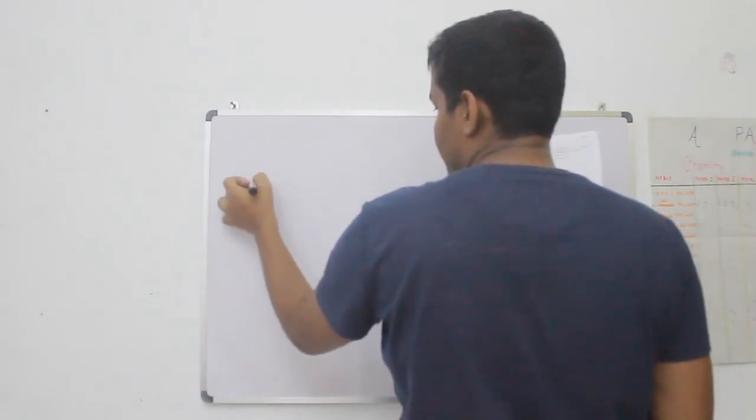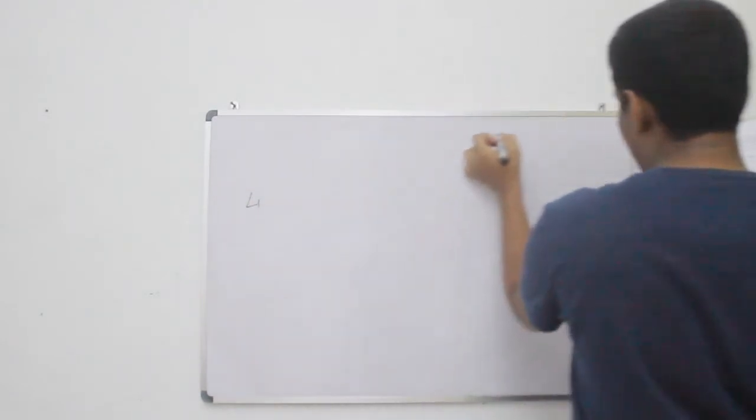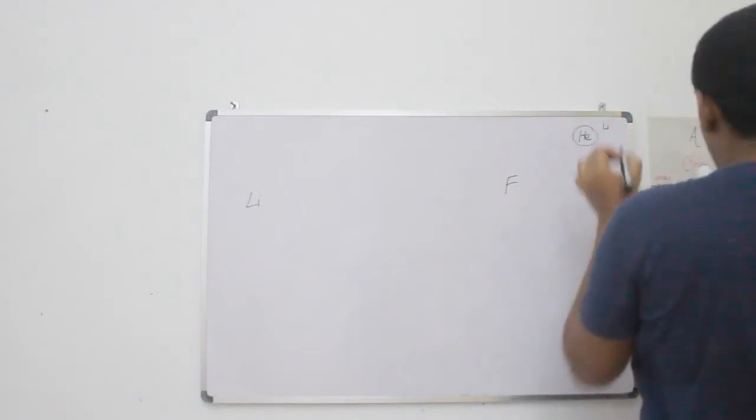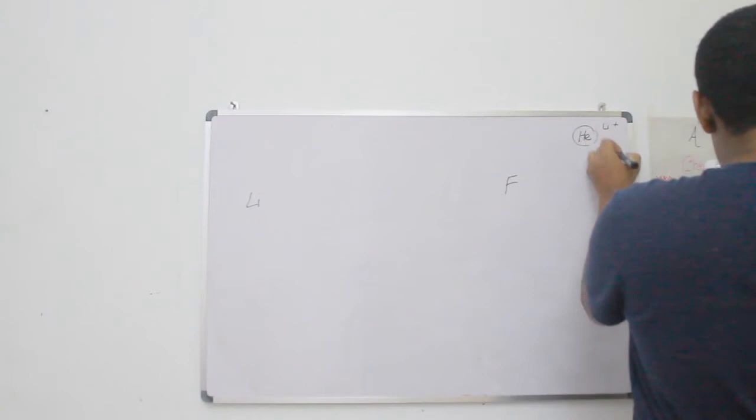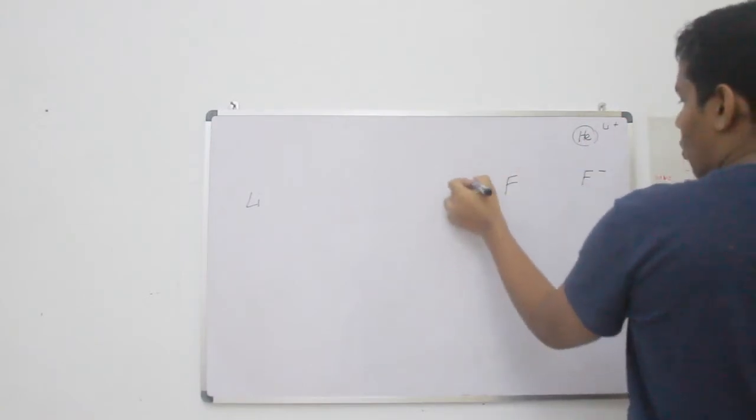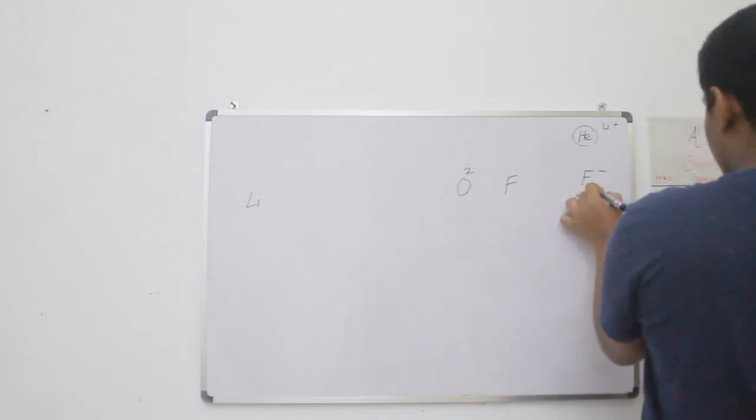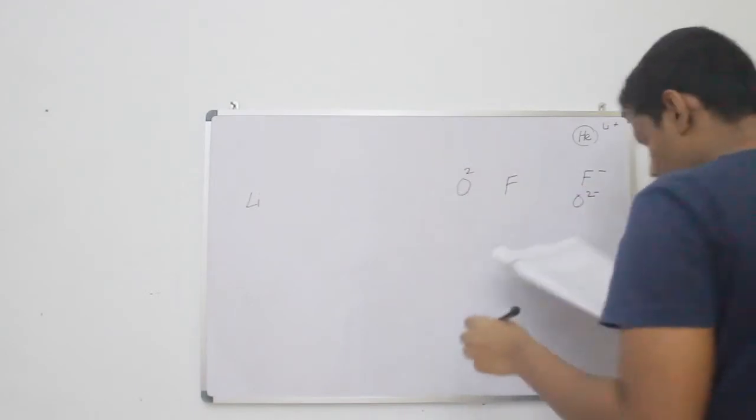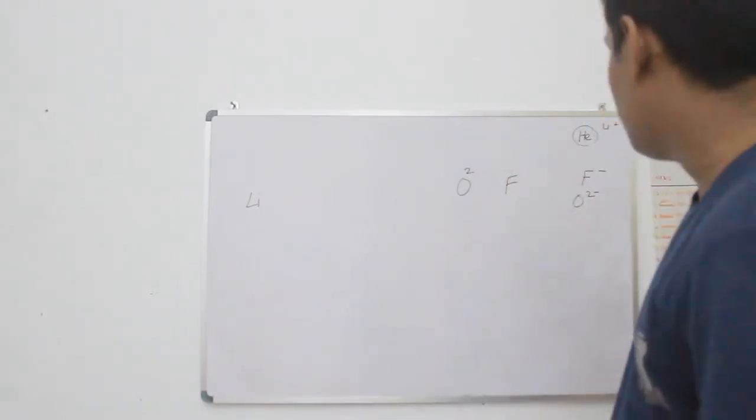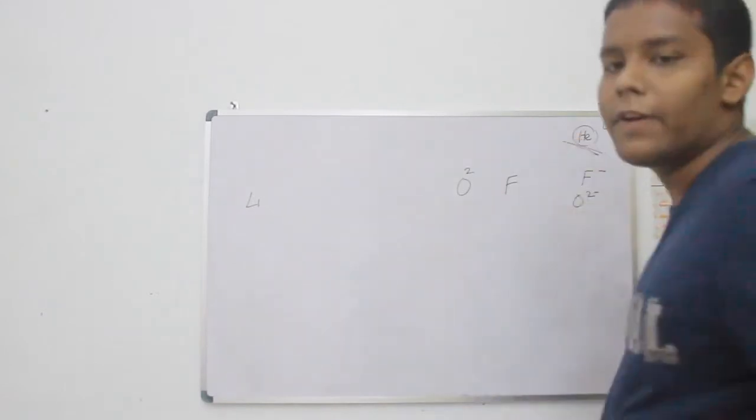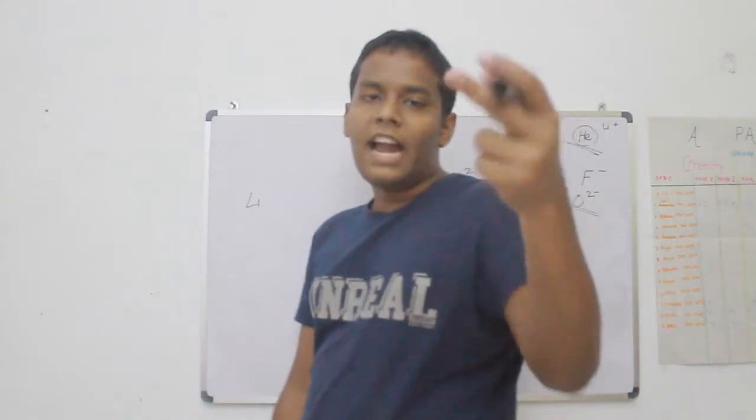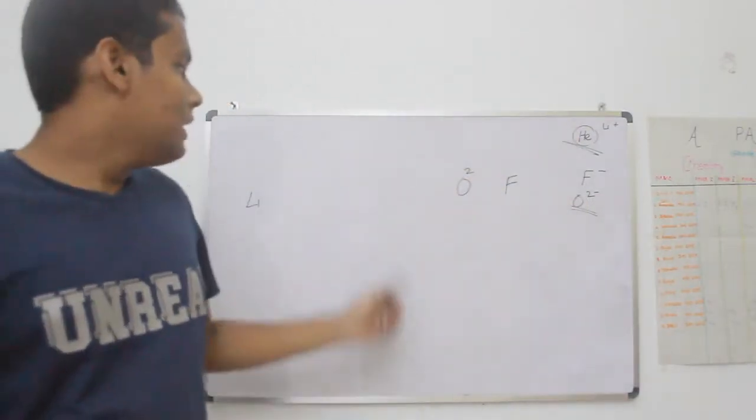Lithium plus goes to helium configuration. Then F minus goes to neon configuration, and O2 minus also goes to neon configuration. The difference in radii is greatest between Li plus and O2 minus. Li plus is from a completely different period, and O2 minus is from a completely different period. So their difference is greater than any other one.